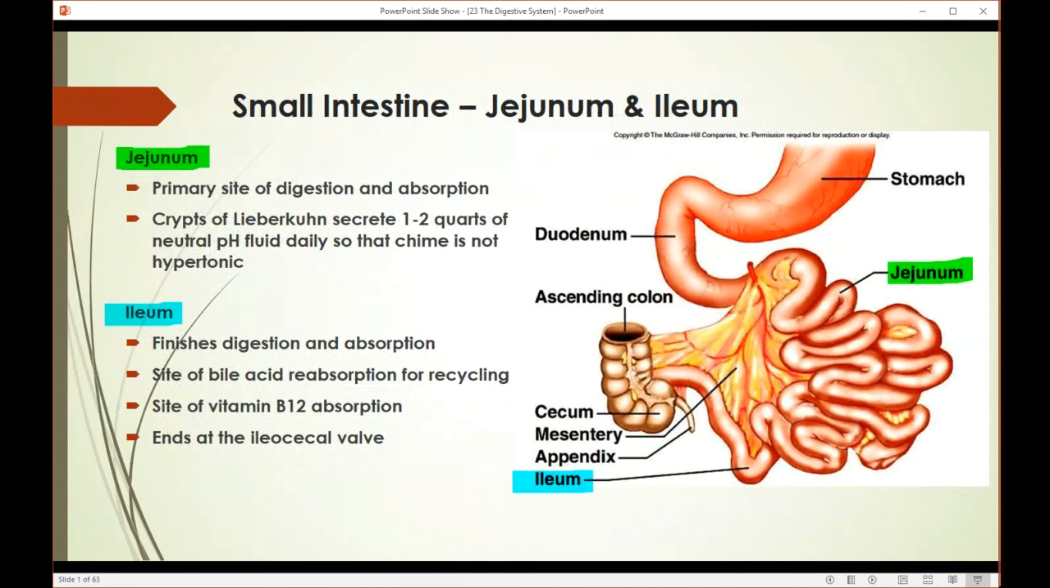Then we have the jejunum. The jejunum is our primary site of digestion and absorption. And within here, we have what are called crypts of Lieberkühn. They're going to secrete 1 to 2 quarts of neutral pH fluid daily so that our chyme is not hypertonic.